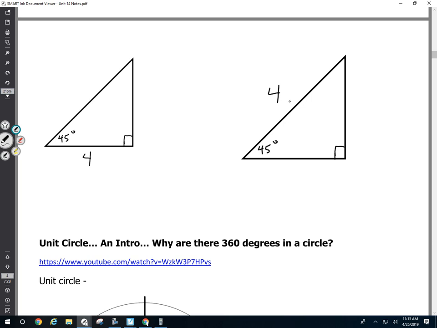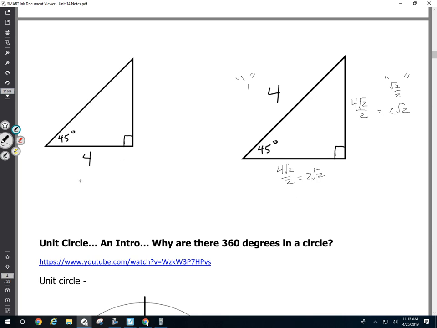Okay, so this is probably the easier one. This is like the 1. Therefore, these sides are the root 2 over 2's. How do you get from 1 to root 2 over 2? You multiply by root 2 over 2. So this is 4 root 2 over 2, or just 2 root 2.